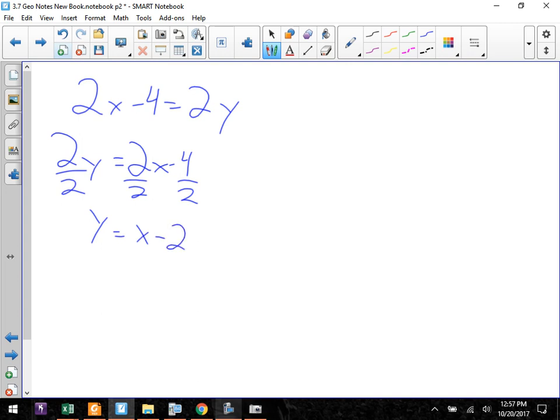What's the slope if all you see is an x? If my slope is 1, which way do I go first? How many? Then where? Go up 1, over 1, and so on. What happens if you have the following equation?